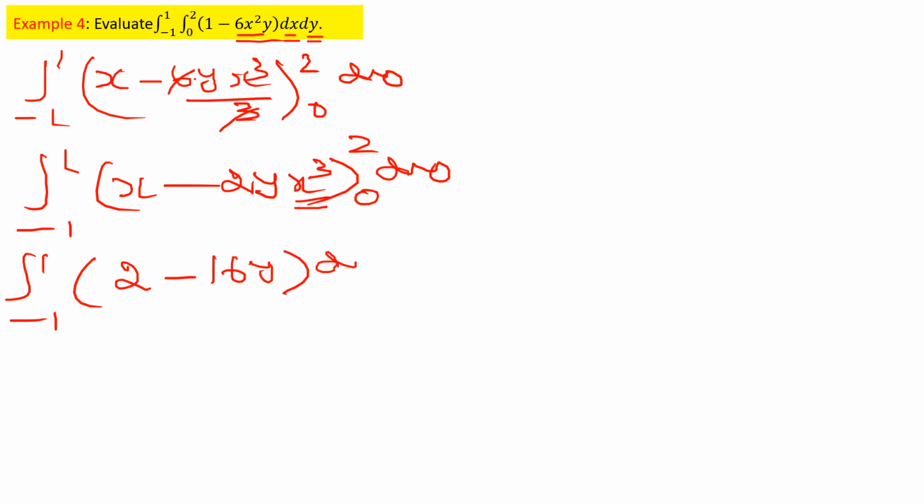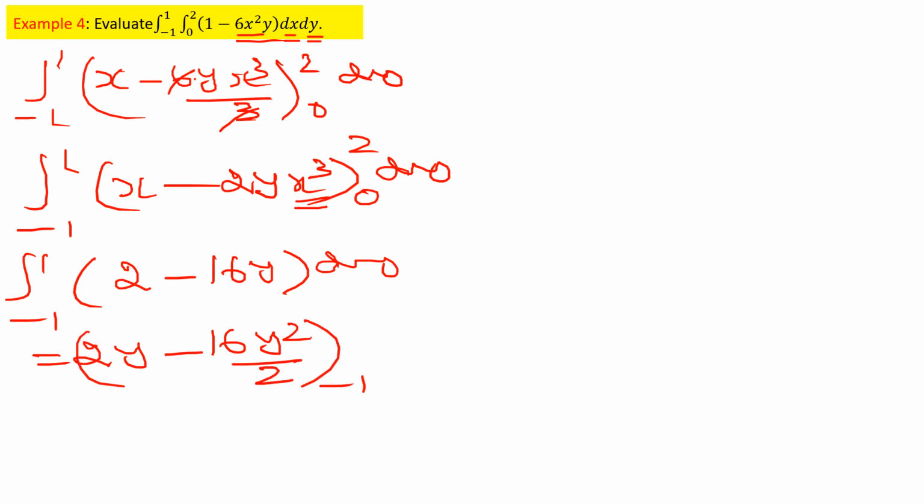Now I have to integrate with respect to y. Integration of 2 will give you 2y. Integration of 16y will give you 16y power 2 by 2 between minus 1 to plus 1. So this is nothing but 2y minus, 2 and 16 cancel, we have 8y power 2 between minus 1 to plus 1.